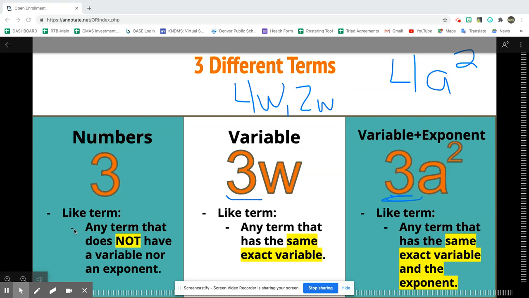So remember, these are the three different terms you will see. You will see numbers that don't have a variable or an exponent. All the numbers that don't have a variable or an exponent are considered like terms. You will see a term that has a number and a variable, as you see here, a coefficient and a variable. In this case, when you see just a number and a variable, they need to have the same variable to be considered a like term. And then you will see a term that has a number, a variable, and an exponent. For them to be like terms, the variable and the exponent have to be exactly the same. Let's go through some more examples.